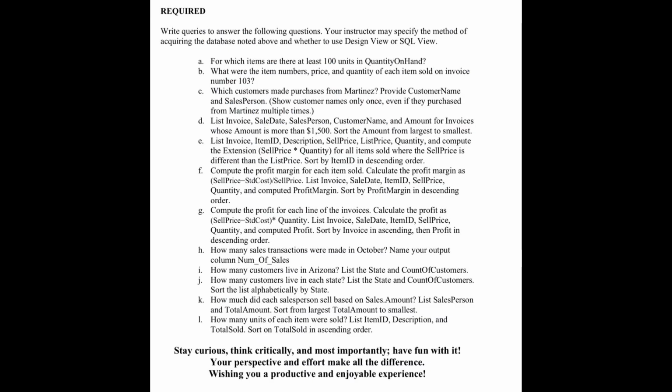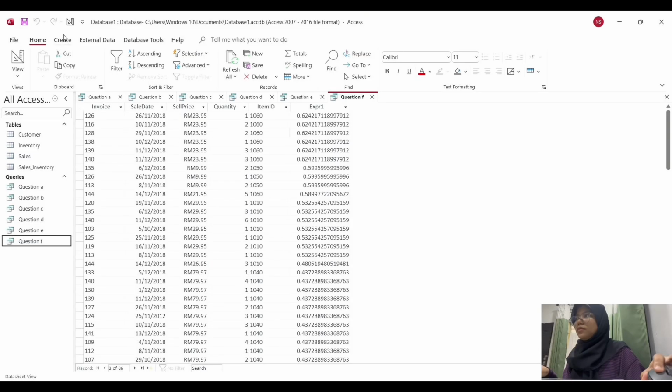Okay, question G. Compute the profit for each line of the invoice. Calculate the profit as sales price minus standard cost multiplied by quantity. List the invoice, sales date, item ID, sales price, quantity, and compute profit. Sort by invoice ascending, then profit in descending order.